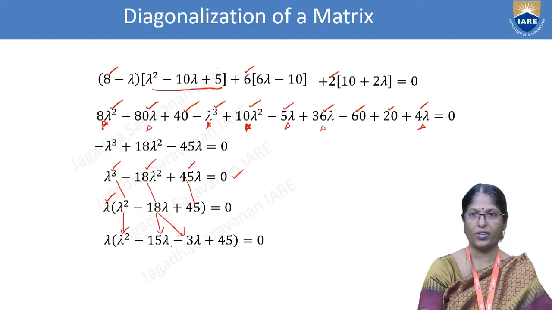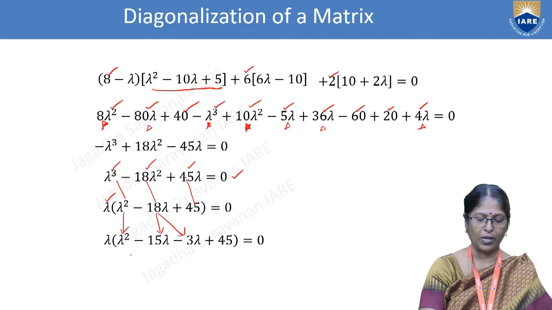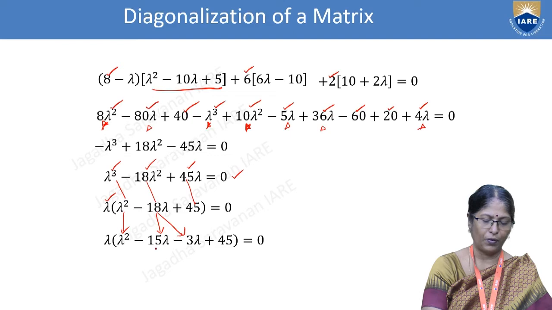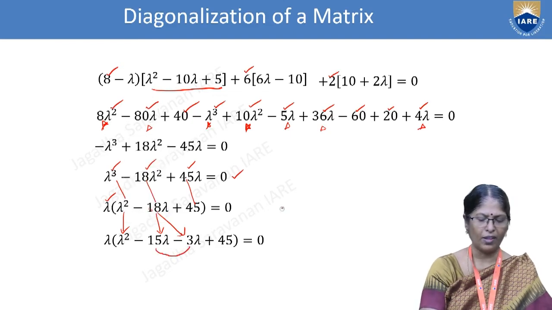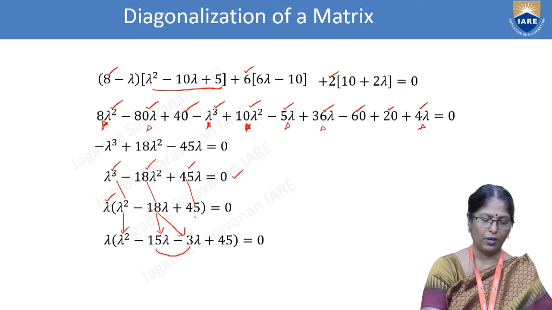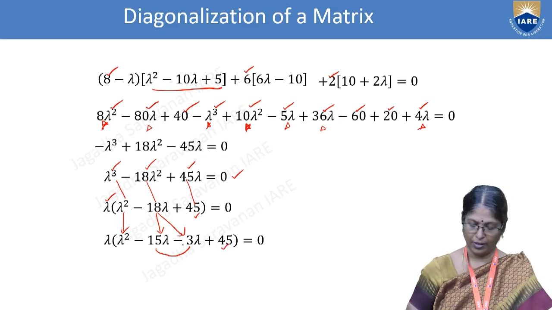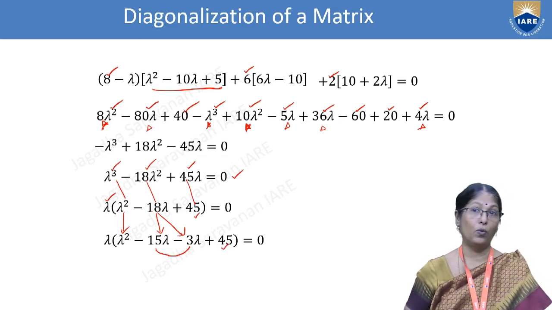That is the factorization we did. Lambda square minus 15 lambda minus, that is minus 18 is splitted. Minus 15 minus 3. That is according to the factorization rule, that is minus 15 minus 3. Then we will be getting minus 18. Both if you are multiplying, we are getting 45. So in that angle, it is splitted in such a way. This is the basic rule of factorization.